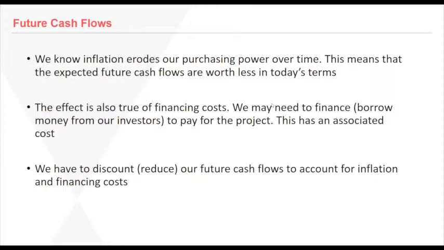So we've got to make an adjustment. We've got to say we know that £100 in 2 years' time is not equivalent to £100 today. So how do we adjust? How do we discount our future cash flow so that it better reflects the value that we could buy with it today?